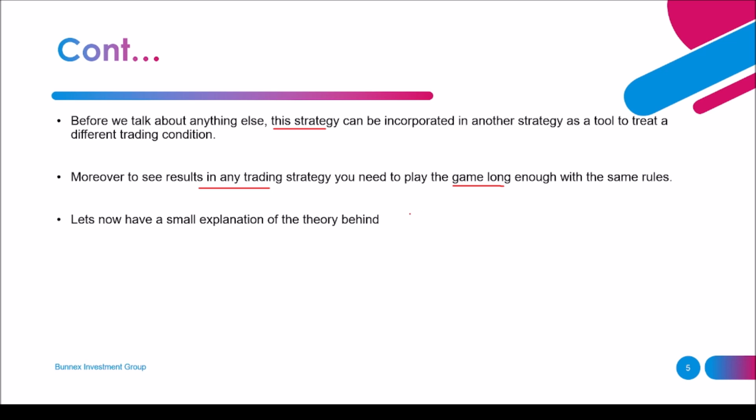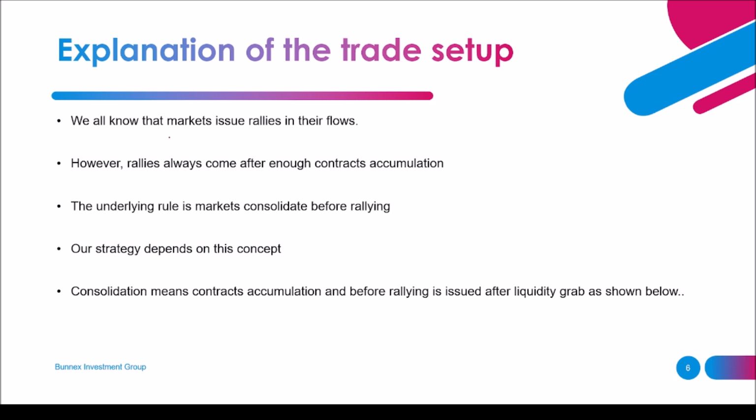Let's now have a small explanation of the theory behind our day trading strategy. So we all know that markets issue rallies in their flows. By rallies, we are saying moves to the upside or moves to the downside, which will be in a very quick manner. However, rallies always come after enough contracts accumulation. By contracts accumulation, we are saying there should be buyers and sellers within a certain region so that a rally can come. So the underlying rule is markets consolidate before rallying.